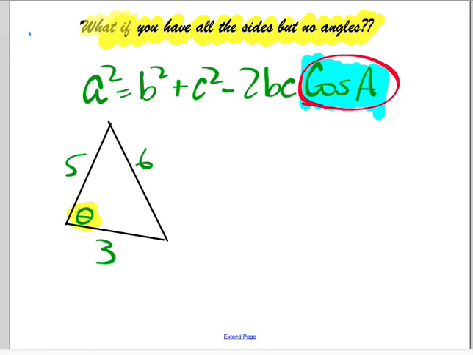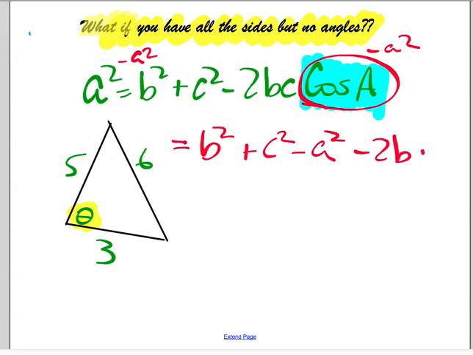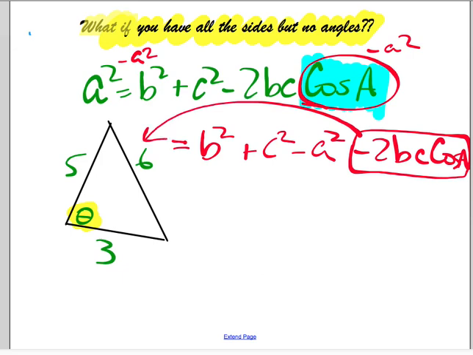So the first thing I would do is subtract a squared from both sides. So I would get b squared plus c squared minus a squared. I'm going to stick it in there. Minus 2 times b times c times cosine of A. And then I would add this to both sides to bring it over here. So when I get that, I'm going to get just positive 2bc cosine of A equals b squared plus c squared minus a squared.